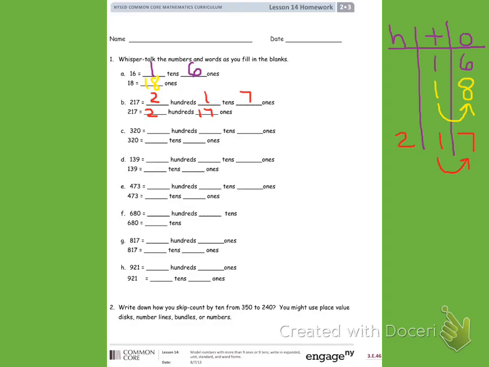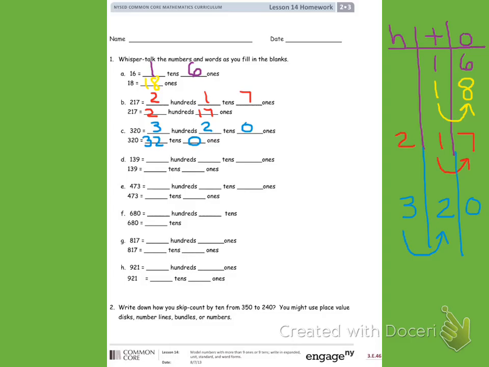Looking at problem C, I can go ahead and write that in the chart here. I see that there are 3 in the hundreds, 2 tens, and 0 ones. But now we're going to move all of the hundreds into the tens place. So instead of having 2 tens, we now have 32 tens and 0 ones. The same strategy can be used to solve problems D through H.